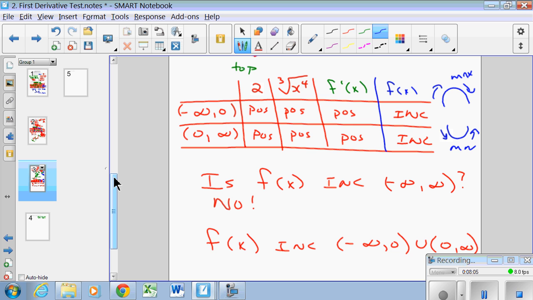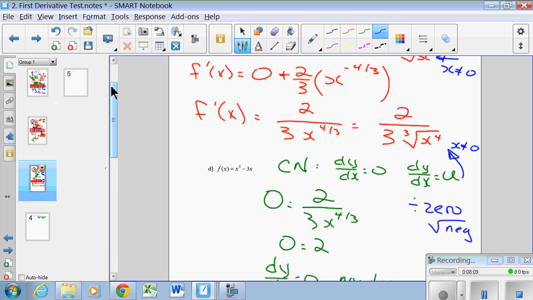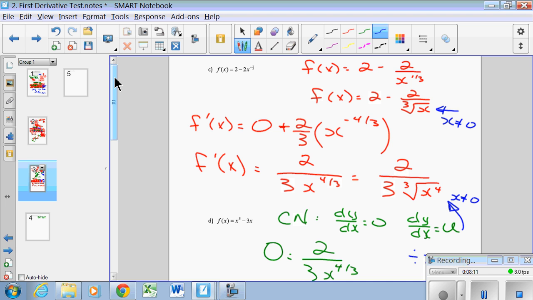So grab your calculators and just sketch the original function and justify that your math is true. Graph 2 minus 2x to the negative 1/3. What you want to see is that the function is increasing from negative infinity to 0, and that the function is increasing from 0 to infinity. And there's a vertical asymptote where x equals 0.